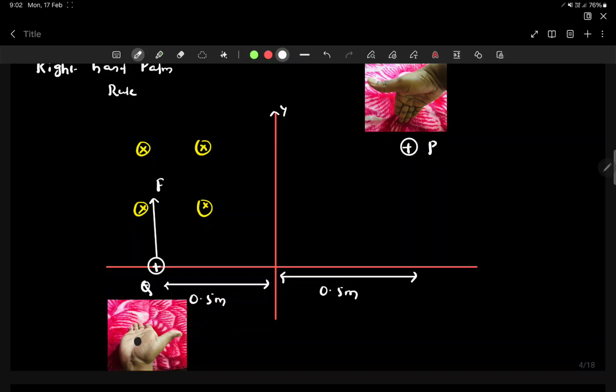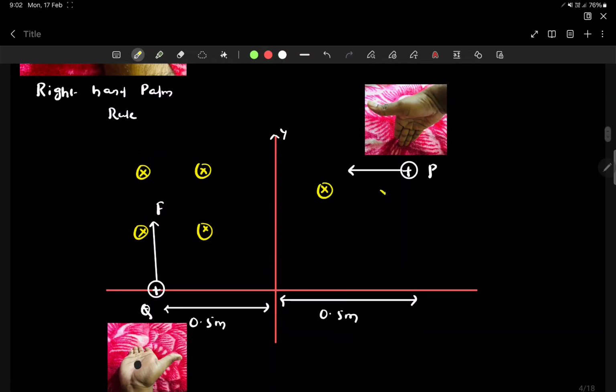Similarly at point P, if you use the right hand palm rule, this is the direction of motion of positive charge, along the direction of the thumb. Now it is matching. If the magnetic field is in the inward direction, we have to put these four fingers into the plane of paper. As a result, the white dot is the palm, and the palm is facing along this direction, which is the force due to the magnetic field.